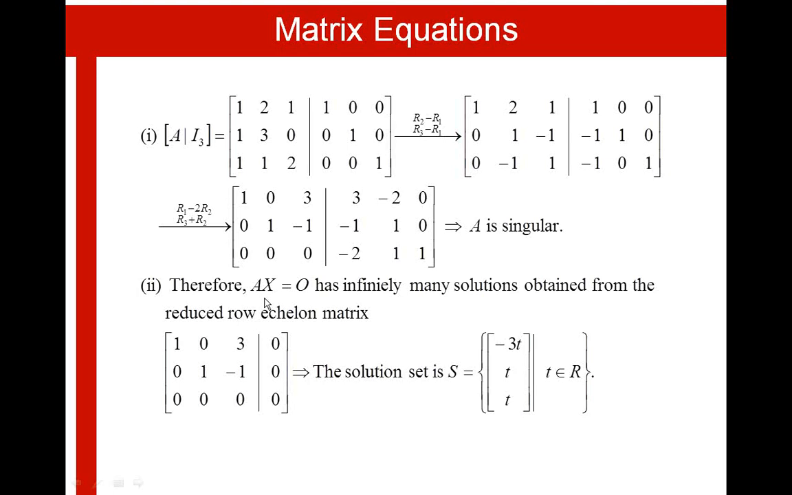As we have seen in the definition, if A is singular, the homogeneous system AX equal to 0 has infinitely many solutions obtained from the reduced row echelon form. So we take the equivalent matrix here, which is equivalent to the original one, and we set it equal to 0. Therefore the solution set is S equal to (-3t, t, t) where t belongs to R. Therefore x is equal to -3t, y is equal to t, and z is equal to t.